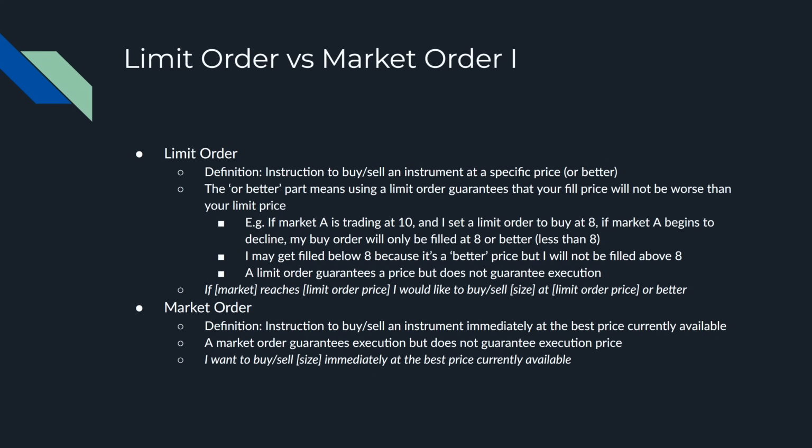Now, a market order, the definition is an instruction to buy or sell an instrument immediately at the best price currently available. Now, as we'll discuss, it's that best price currently available part that really varies and affects trade execution. However, a market order guarantees execution, as in you get your position in the full size you want basically immediately, but it does not guarantee execution price because you get the best price that's currently available. And there are a lot of factors that affect that, as we will discuss.